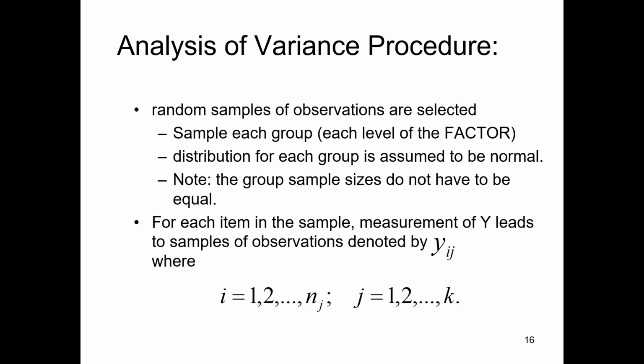Okay, so we take random samples of the observation, always assuming that there's random samples here. That's standard stuff, nothing new there, right? We sample each group, so each level in the factor. The distribution for each group is assumed to be normal. The group sizes do not have to be the same, though. Right? We can sample a different number of folks from Alberta than we do from BC. So we don't have to be all the same.